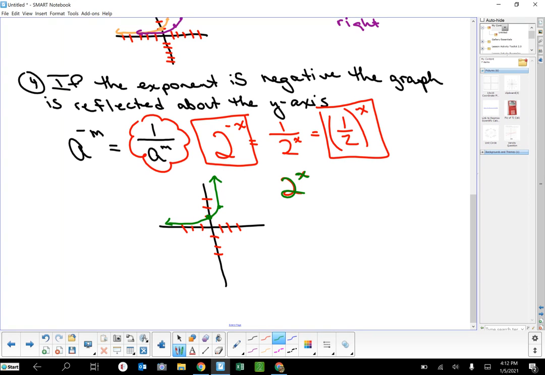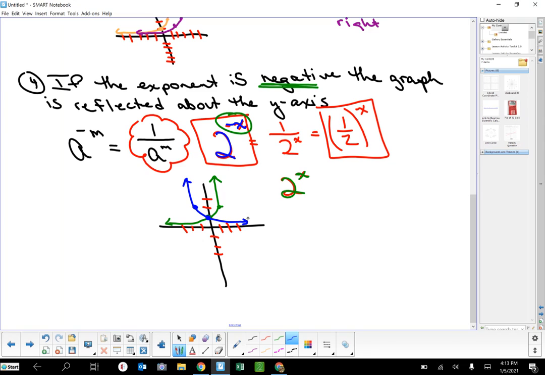Okay, so this statement says if the exponent is negative, the graph is reflected about the y-axis. Well, that means that this point right here is shifted across the y-axis. So it would go over here. Let me do that in a different color. It would go over here. This point is still the same, and this graph would be this one, 2 to the negative x. That would be the reflection.